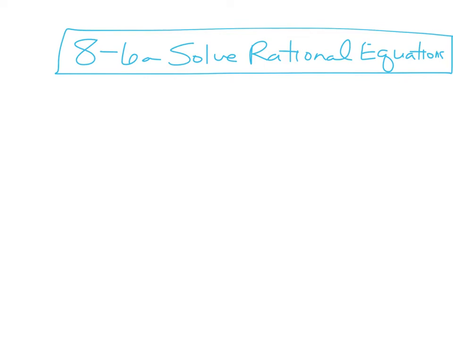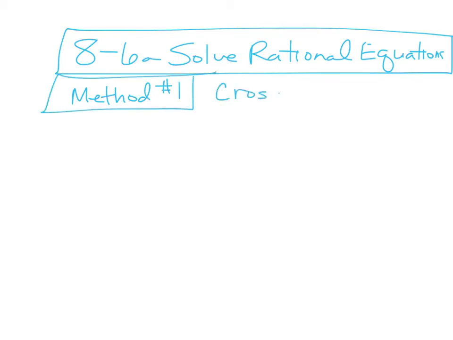So there's going to be two ways that we can solve rational equations today. The first one, method number one, is we are going to cross multiply. And this is nothing new. So you guys know how to cross multiply.